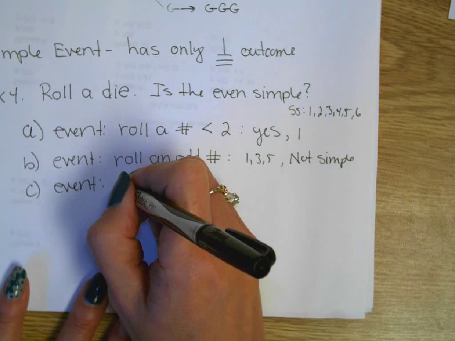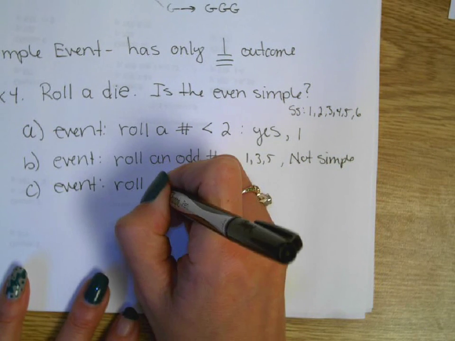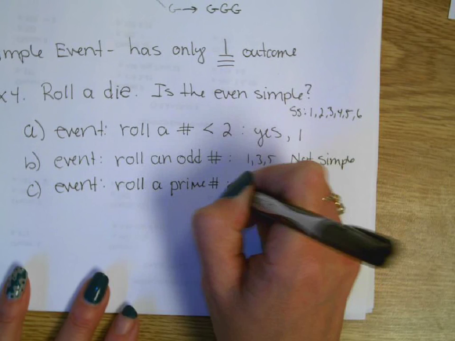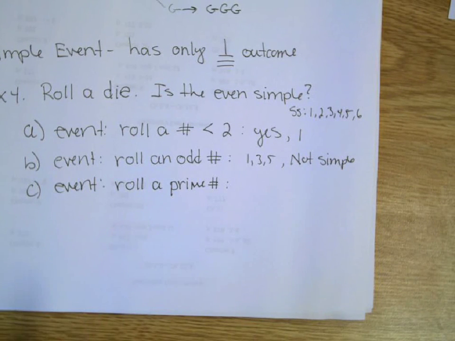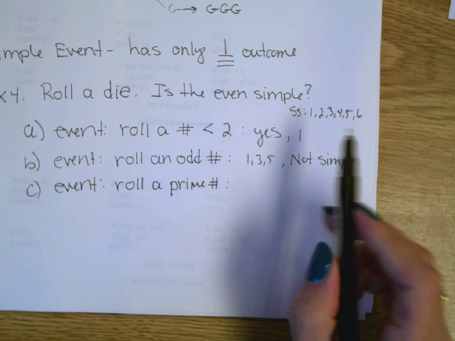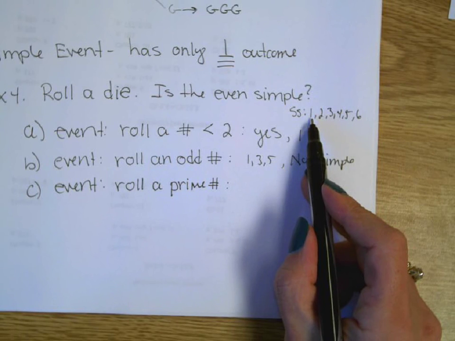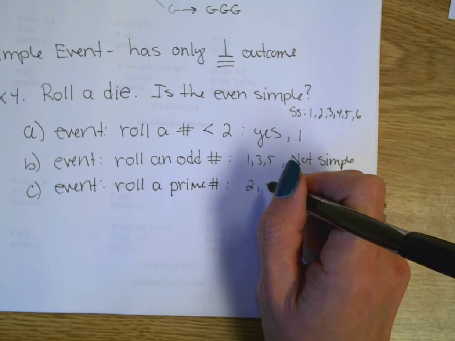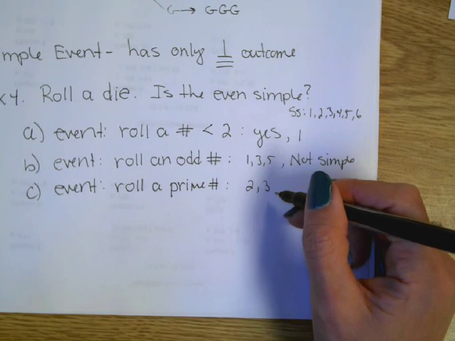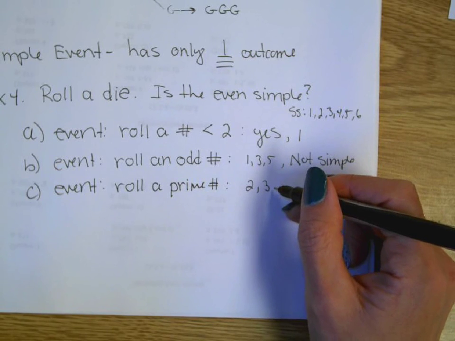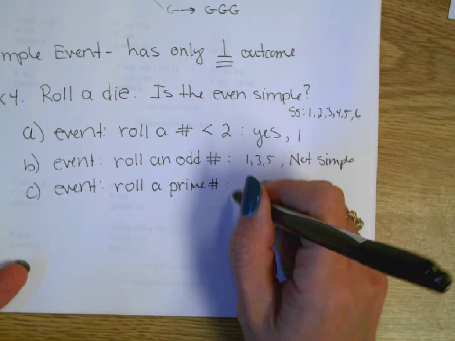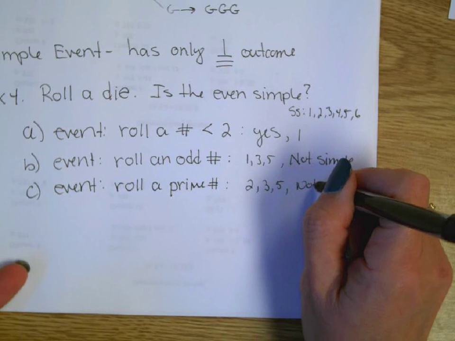What about rolling a prime number? Do you remember what primes are? Primes are numbers that have to have 2 distinct factors, 1 and itself. So 1 is not considered prime because that only has 1 factor, just the number 1. 2 is prime because it only has 1 and 2 as factors. 3 is prime. That's enough for me to stop right now and say this is not simple. But let's see if there's any more primes. 4 is not prime, 5 is, and 6 is not. So there's 3 outcomes there, so not simple.